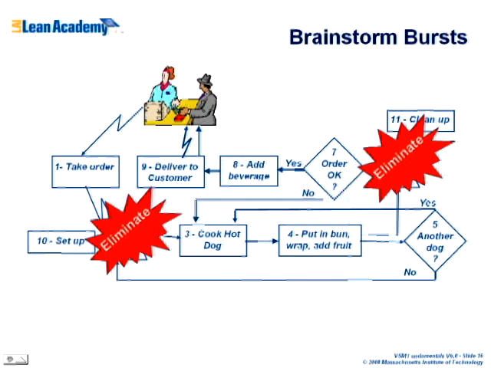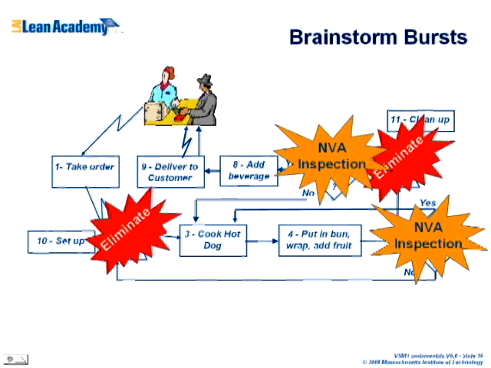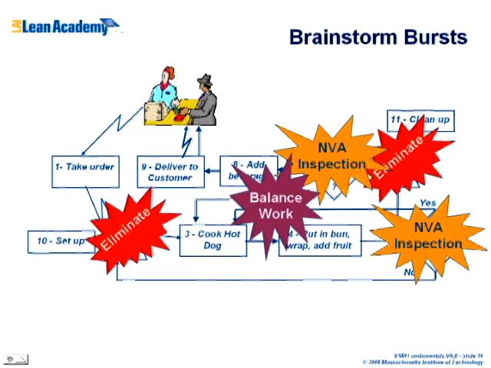Okay, so let's eliminate the pure waste of things just sitting there waiting for some action. Let's get rid of this inspection. Let's balance the work between them. With a little bit of simple process improvement, actually using the tools you've heard about today, you could go in and probably triple their capacity, and the customers would be getting hot dogs in 10 seconds, or 20, 30 seconds, or less than a minute.